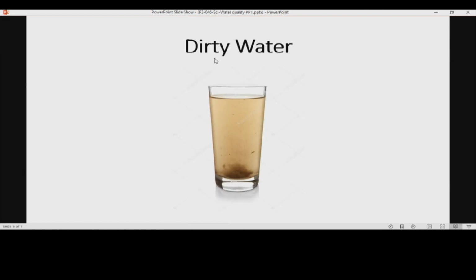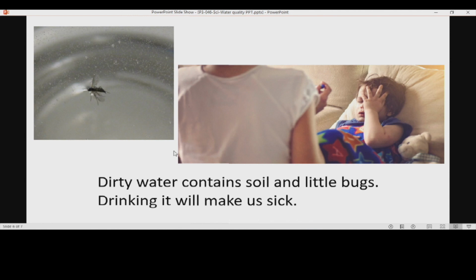Dirty water. Would anybody like to drink this glass? No. You can see, what type of things? You can see dirt here. Can you see little bugs, insects? If you drink this water, you will have little insects inside your stomach. And that's why you'll be sick. See?